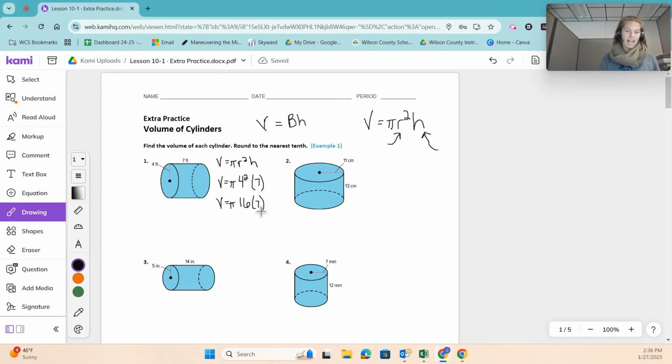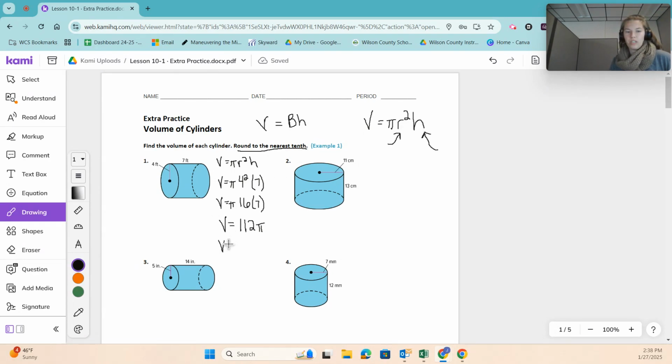Now, if they ask for the volume in terms of pi, you would just multiply 16 times 7, and that would give you the volume equals 112 pi. This is the exact volume. So if it asks in terms of pi or for the exact volume, you stop here, and this is your solution. Now, this particular problem says round to the nearest tenth.